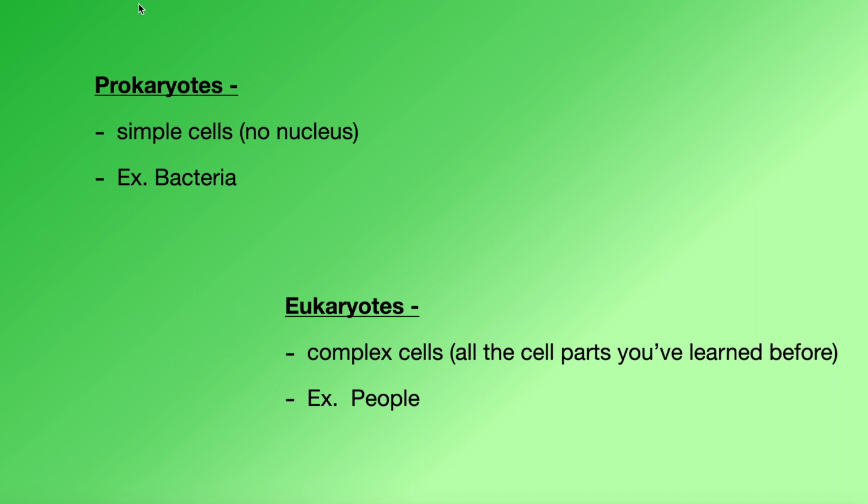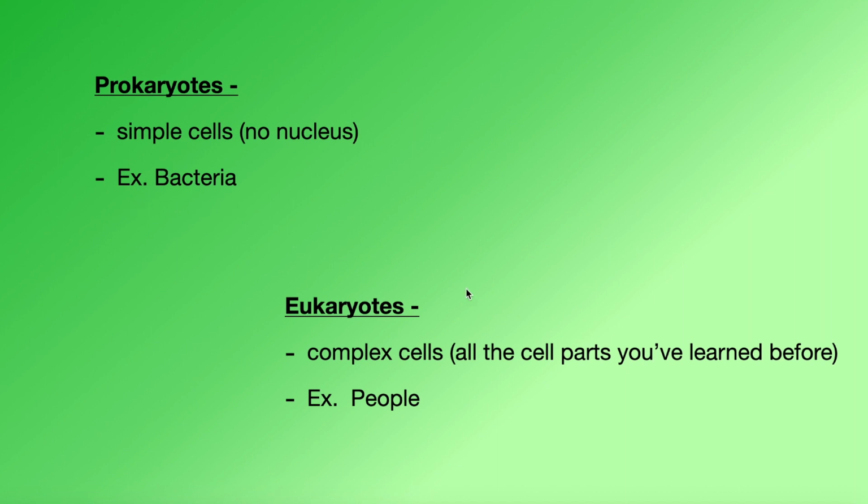Now I want you to remember the definitions of these prokaryotes and eukaryotes. Prokaryotes are the simple cells, the ones that have no nucleus, no other parts. It's just some genetic material wrapped up inside a cell. That's it.